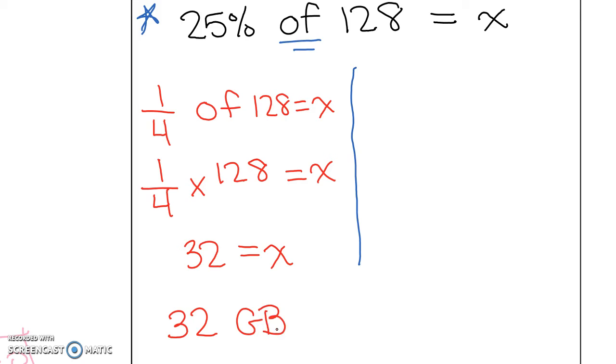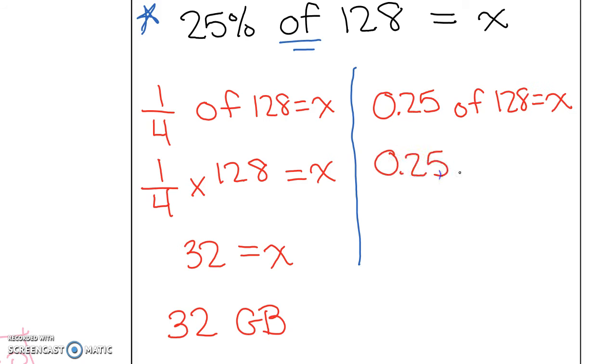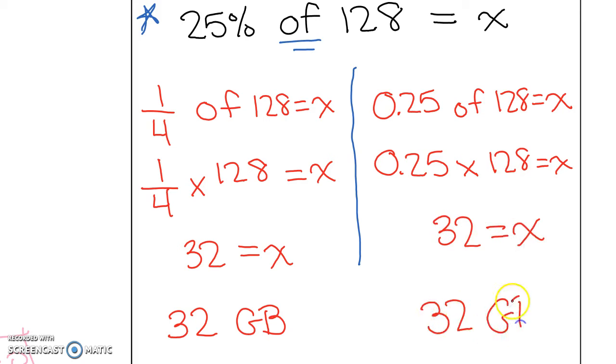Okay, and the other way that we could do this is convert 25% to a decimal. Remember, to convert 25% to a decimal, use DUPES. Slide your decimal over 2 places. So that would be 25 hundredths of 128 equals x. Or we could say 0.25 times 128 equals x. And if you type that into your calculator, 0.25 times 128 equals 32. So we get the same answer, 32 gigabytes.